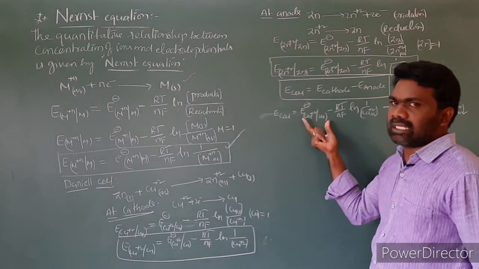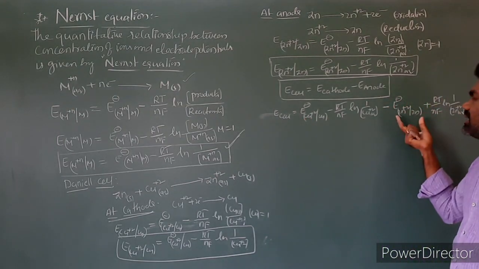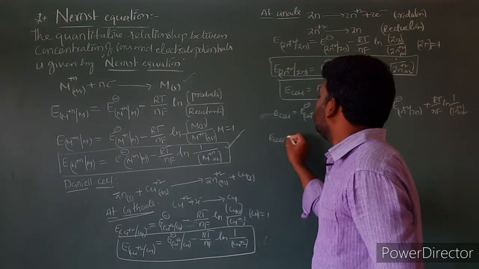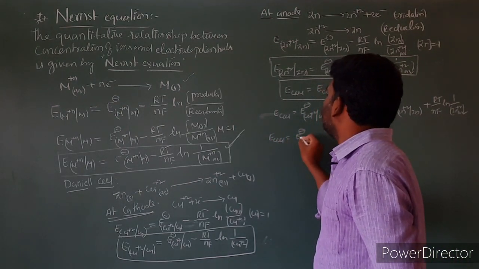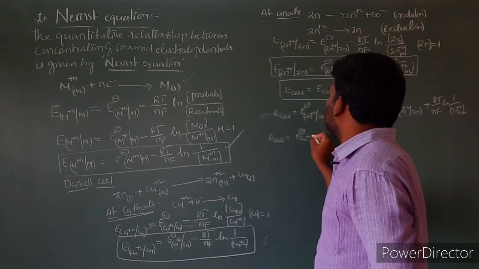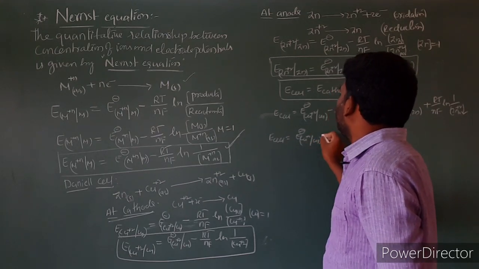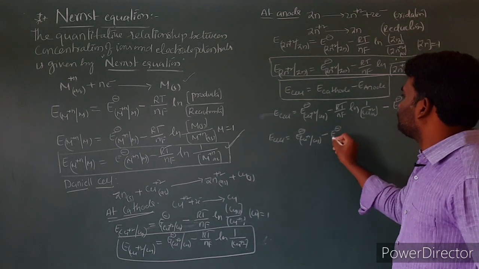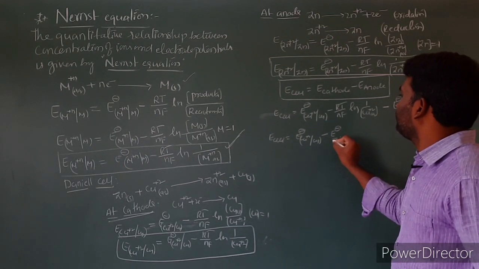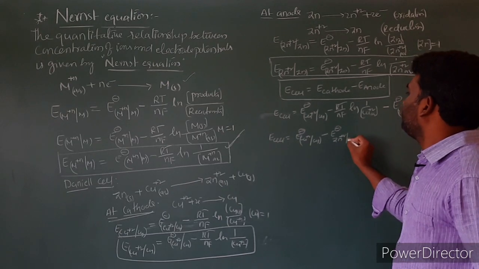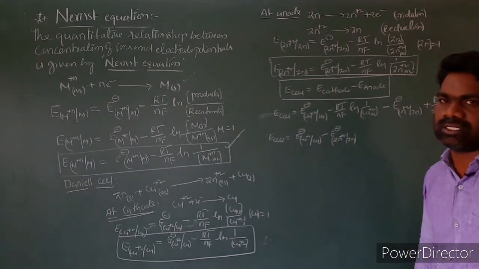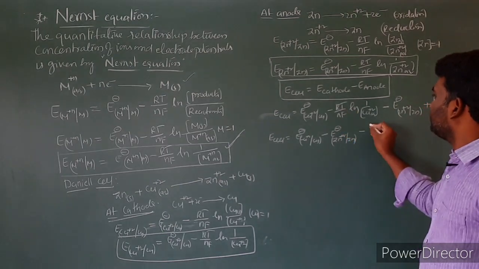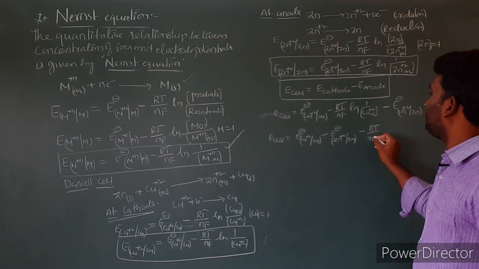This is a standard electrode potential, and this is also a standard electrode potential. I'm rewriting this equation: E cell is equal to E standard of Cu plus 2 by Cu minus, bringing here, Zn plus 2 by Zn. These two half cells I brought to one place. Then minus, we can take RT by NF.